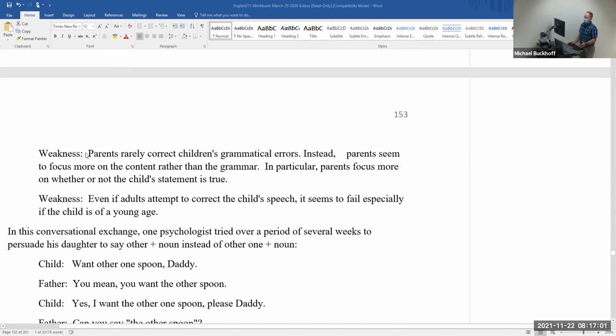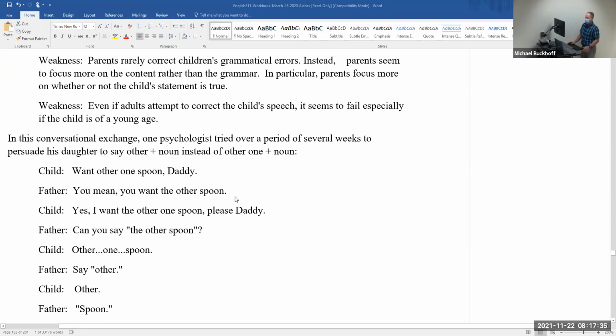Weakness: parents rarely correct children's grammatical errors. Instead, parents seem to focus more on the content rather than the grammar. In particular, parents focus more on whether or not the child's statement is true. Like I was saying a minute ago, the child says that's a cat, or if it's a dog or whatever it might be, the parents will correct the truth of the statement, but not the grammatical correctness of the statement. Even if adults attempt to correct the child's speech, it seems to fail, especially if the child is of a young age.